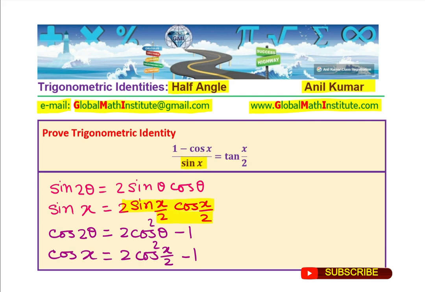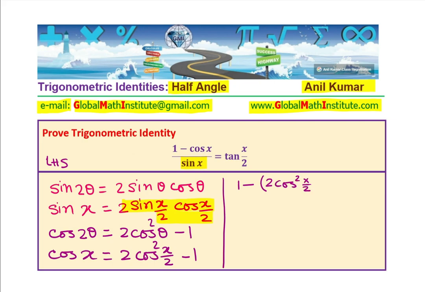So we can begin with the left hand side. That seems to be more complicated. Simplify and then get the result. That's the whole idea. So basically, now the question becomes 1 minus, instead of cos x, I'm going to write 2 cos square x by 2 minus 1. And instead of sin x, we'll write 2 sin x by 2 cos x by 2. Right. So that is our left hand side.